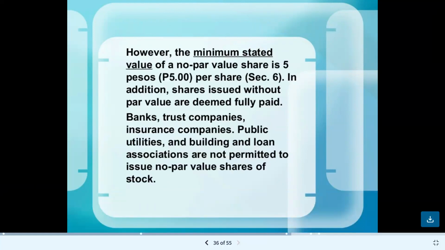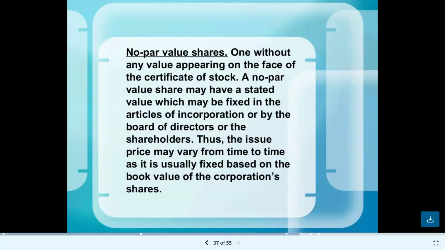Okay, you have here the minimum stated value of a no par value is 5 pesos. And take note, it is written in the Corporate Code. Now let's talk about no par value shares. These are one without any value appearing on the face of the certificate of stock. A no par value is allowed, and it may have what you call the stated value or stated price, which may be fixed in the articles of incorporation.